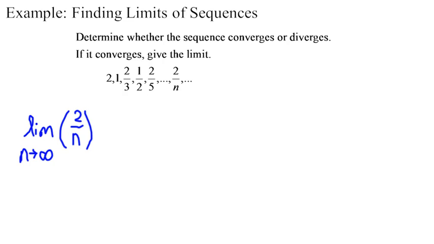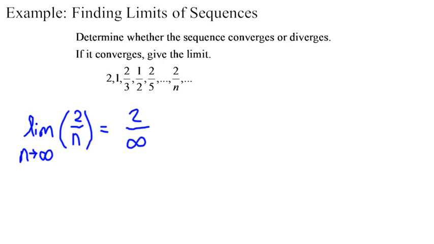Our first example, finding limits of sequences. Determine whether the sequence converges or diverges. If it converges, then give the limit. So we need to take the limit as n approaches infinity of our sequence, which is defined as 2 divided by n. We're going to use what's simply called the direct substitution method. We'll learn more about this for those of you that take calculus. But all we really have to do is take 2 divided by infinity.